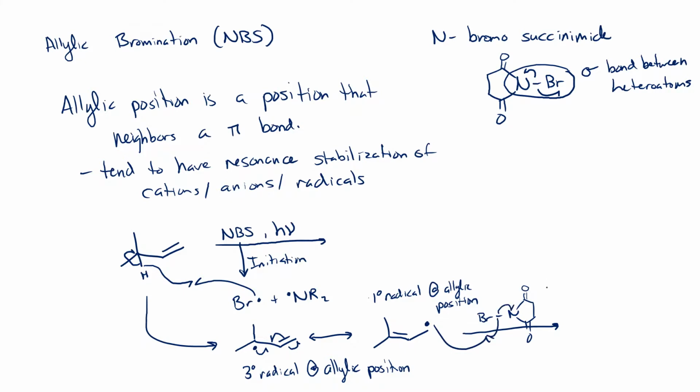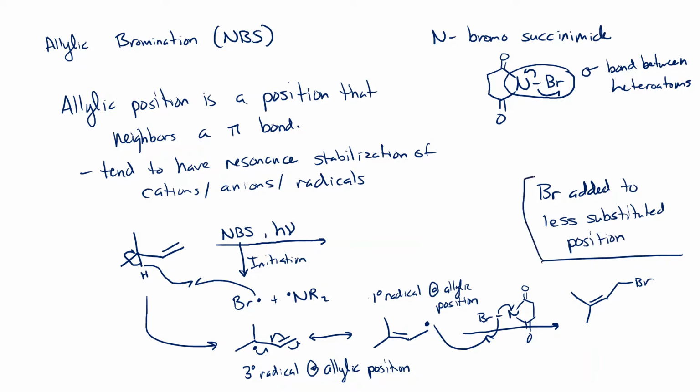And what we get is a bromine at that primary position. Right? So once again, we're adding the bromine to the less substituted position. This keeps happening in these radical processes, right? The last two examples that we've done. When we add HBr, the bromine adds to the less substituted position.